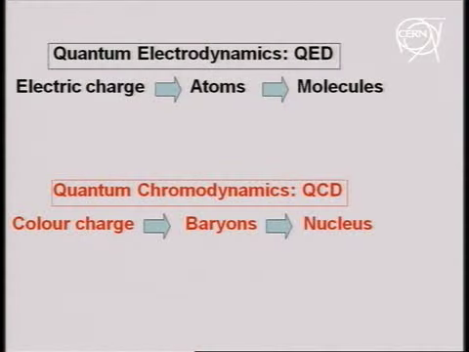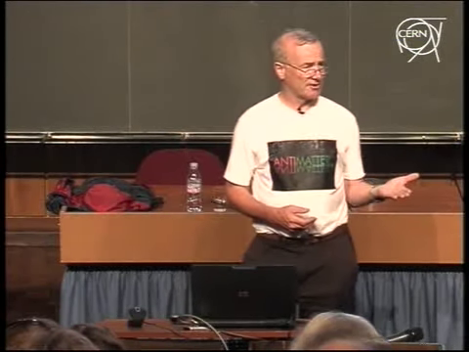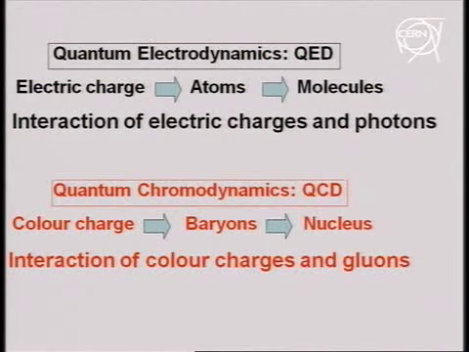Now, in the case of electric charges, we also have for many years known how to write down a relativistic quantum field theory called quantum electrodynamics. By complete analogy, you can do the same with colour charge, and you get quantum chromodynamics, QCD. And QED describes the interactions between electric charges and photons. QCD describes the interaction of colour charges and gluons.